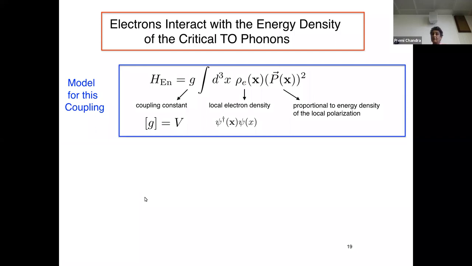So what is a model for this coupling? The model is this kind of Hamiltonian, where we have a coupling constant, which has dimensions of volume. We have the local energy density, and now we have a term that's proportional to the energy density of the local polarization. Now, you might say, wait a minute, didn't I see something like that before, two photons? We're going to get to that.